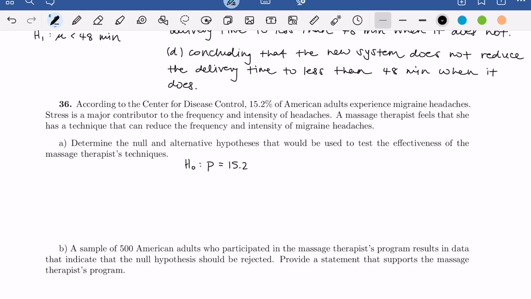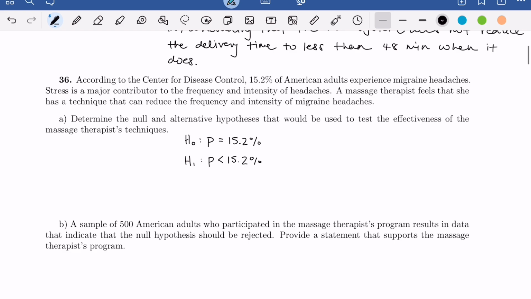Our alternative hypothesis then, H sub 1 here, is going to be that P is less than this 15.2%. That's what we're trying to test. We're trying to test the effectiveness of the massage therapist techniques, and she believes she can reduce this frequency and intensity. So less than 15.2%. So in this case, again, we have a left-tailed test.